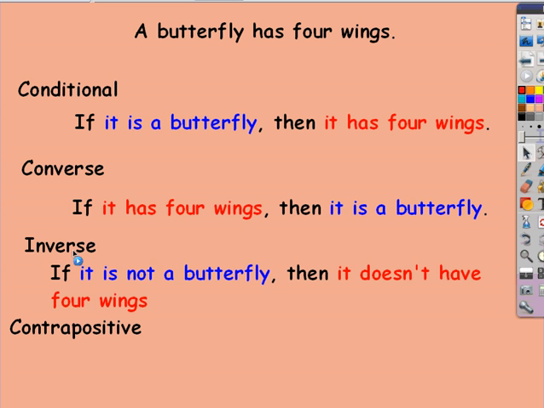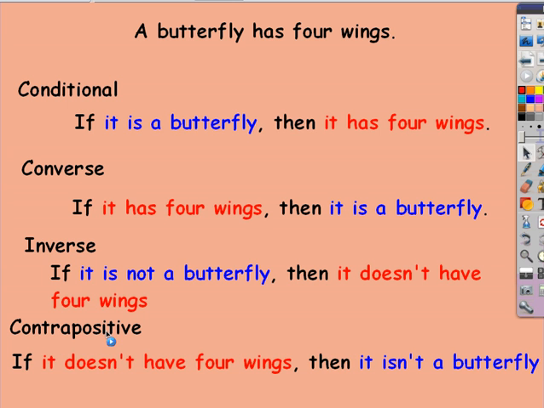The inverse of this statement would be, if it is not a butterfly, then it doesn't have 4 wings. So that would be the inverse of this original conditional statement. The last one, the contrapositive, if it doesn't have 4 wings, then it isn't a butterfly. Those are just different ways that we can reorder this and we can look at the same sentence in different ways. Okay? So that's all for section 2.2, and good luck.